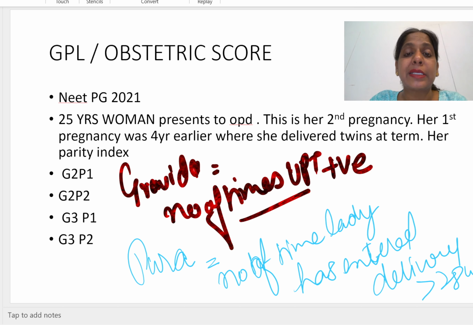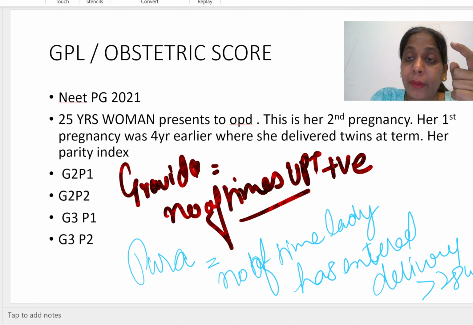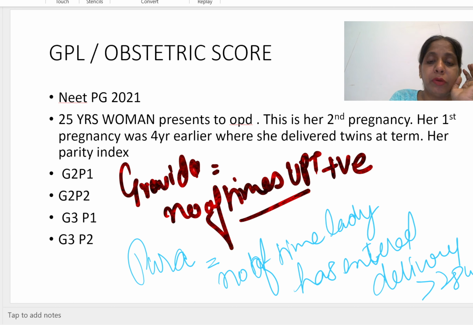Now let's see this example. This is her second pregnancy. From the first pregnancy she has a 4 year old child, and her parity index: first she was having 2 live children and it was a twin delivery. So as it is the second time UPT has come positive, it is G2, and before she has entered the delivery room only once and given birth to twins, so parity will be 1, so G2 P1. Okay, I hope it's clear to all of you.